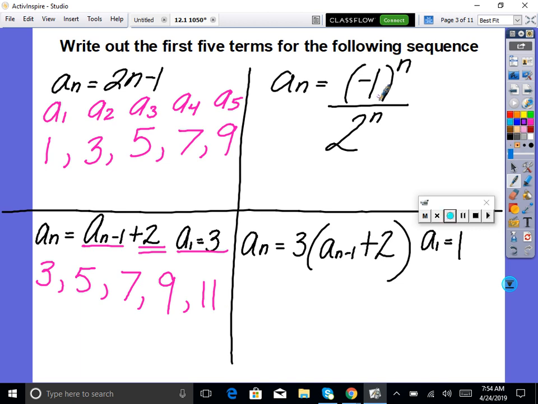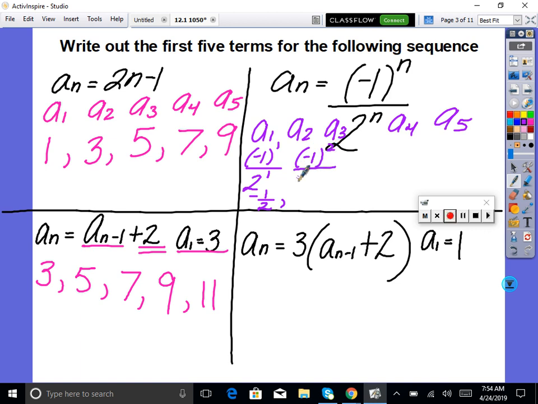Okay, so let's look right here. So this is a direct formula, so we'd plug directly in. So we're finding A sub 1, A sub 2, A sub 3, A sub 4, and A sub 5. So let's plug in a 1. That would be negative 1 to the first divided by 2 to the first. So the first term is negative 1/2, comma. Now plug in a 2. So that would be negative 1 squared divided by 2 squared, which is positive 1/4, comma. Plug in a 3: negative 1 cubed divided by 2 to the 3rd power. Negative 1/8.